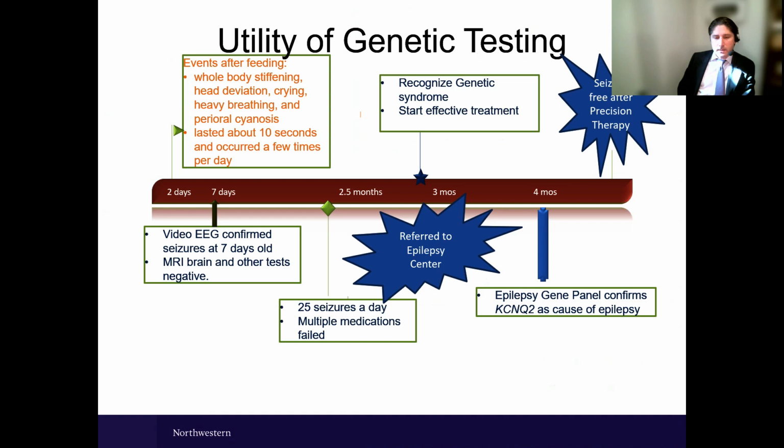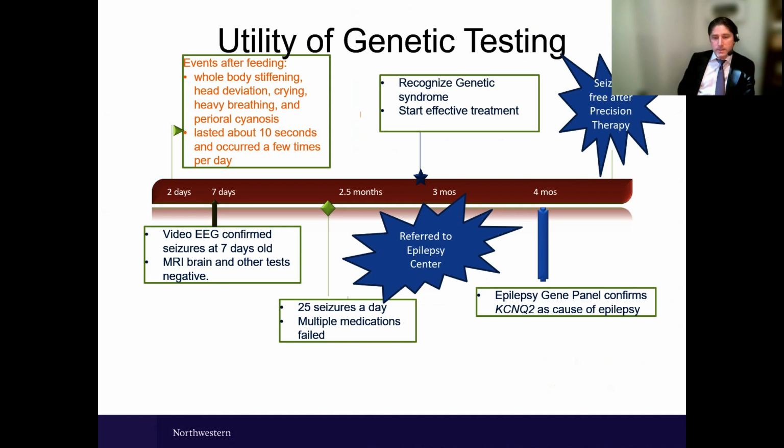Everything else was negative. As they were waiting for second opinions, and in a time when there was a need for insurance pre-approval for genetic testing, the child was having 25 seizures a day and was on multiple seizure medications. They referred to an epilepsy center.